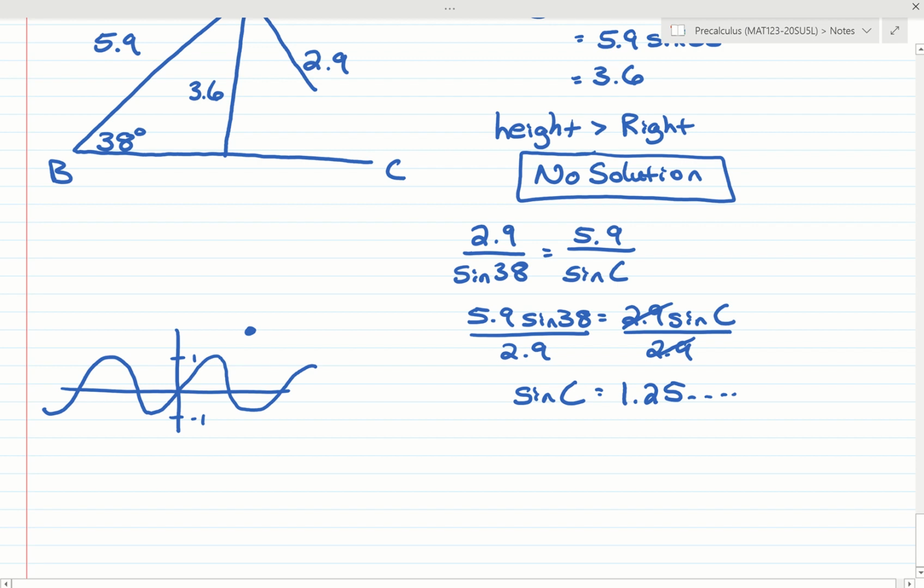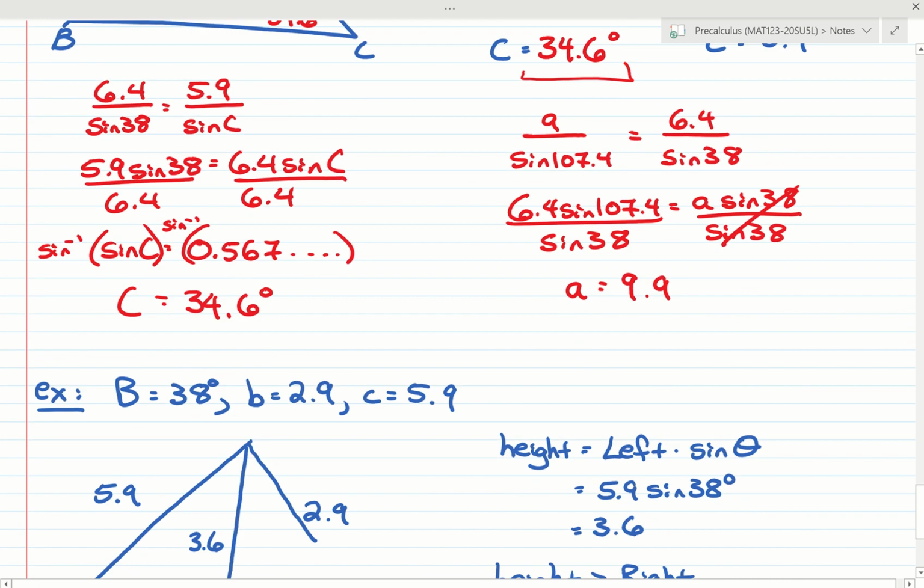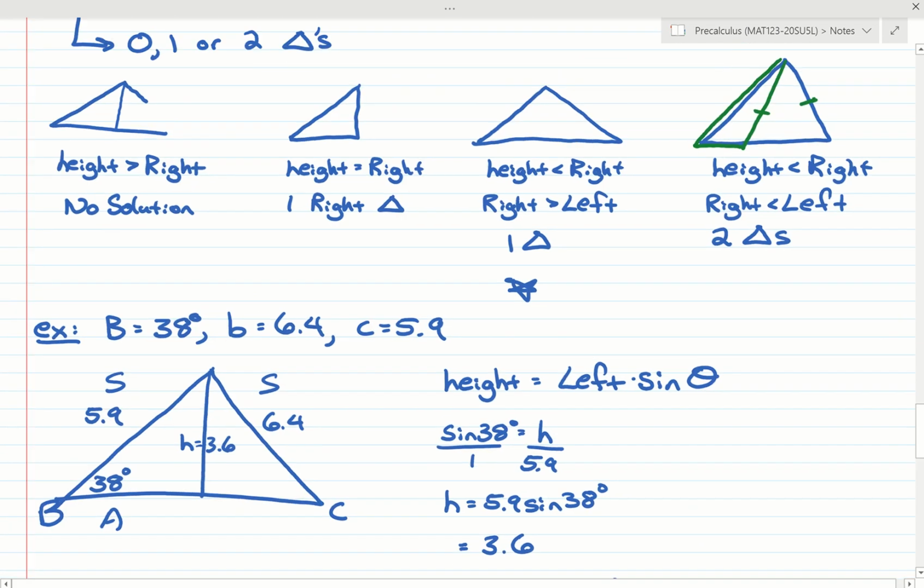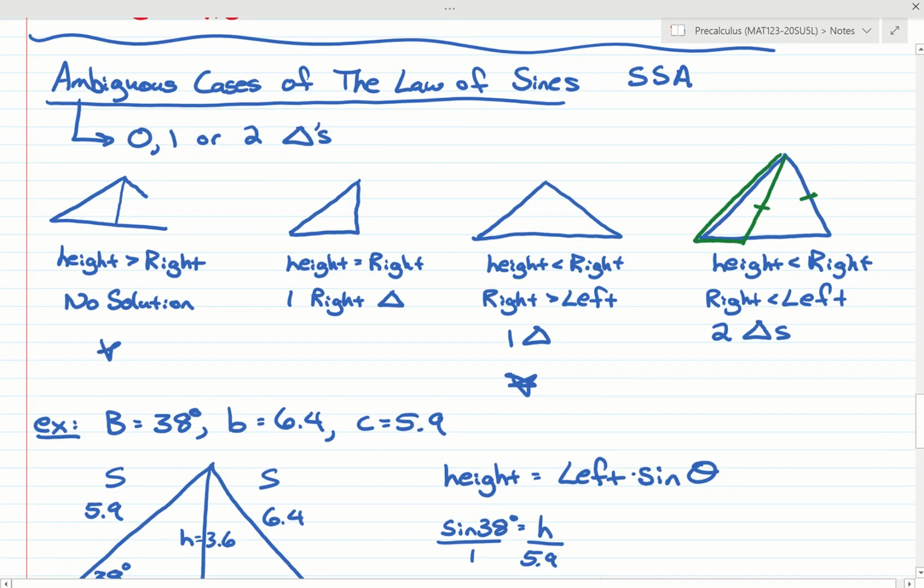Nothing. Say if you didn't even think about this, what if you typed into your calculator inverse sine of that number? My calculator is telling me an error. All this is pointing you to the same answer. There's no possible solution. All right, this takes into account the option I wrote over here, where if the height is bigger than the right side, there is no solution.